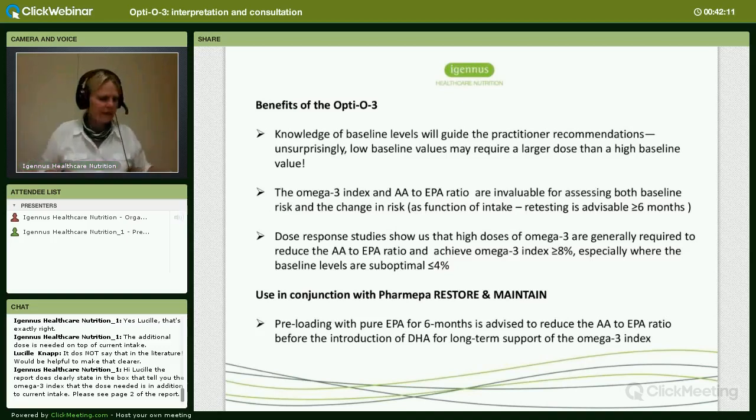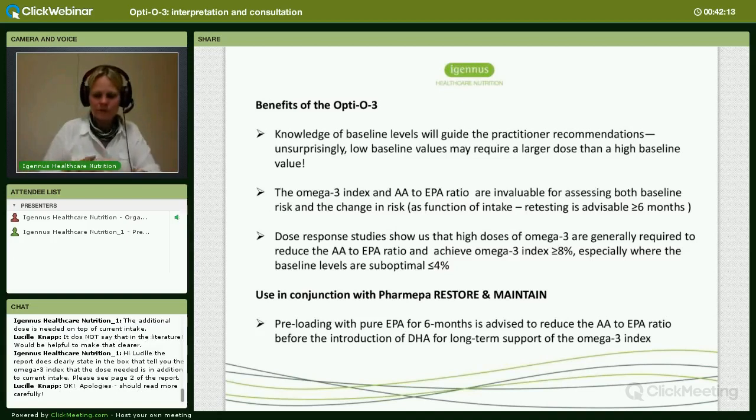So I'm reaching the end of the talk. I'm just going to highlight some of the benefits that can be obtained from using the Opti-O-3. It's a little bit of a summary, really. So as practitioners, getting this initial knowledge of baseline levels helps you to guide your recommendations. And we know that low baseline values require much higher doses than individuals who've got higher baseline levels. And this is common sense, really.